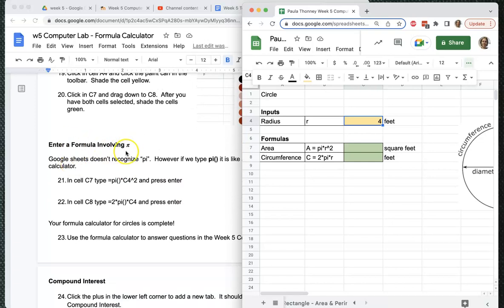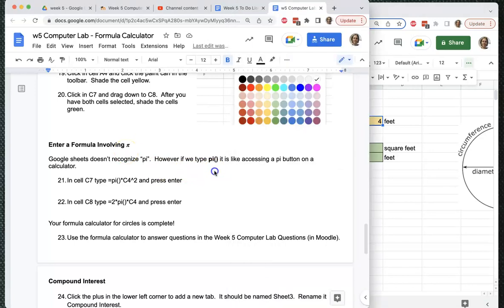So I want to make use of the fact that Google Sheets is a calculator. Instead of a pi button, we have to type pi and then open and then close parentheses, and that is like pressing the pi button on your calculator. Now, of course, you can always use 3.14, and that's not as precise as a pi button, which gives you a ton of decimal places.